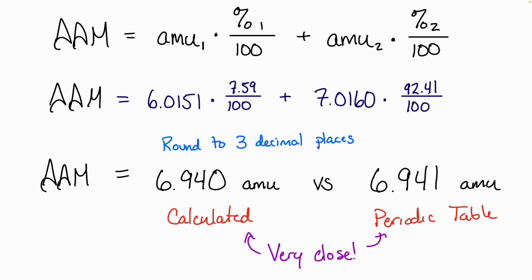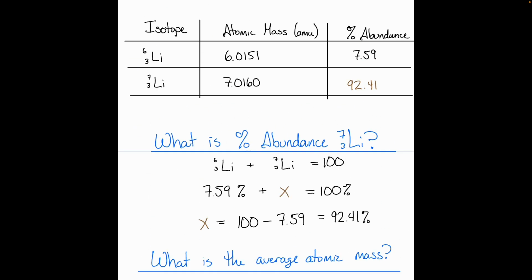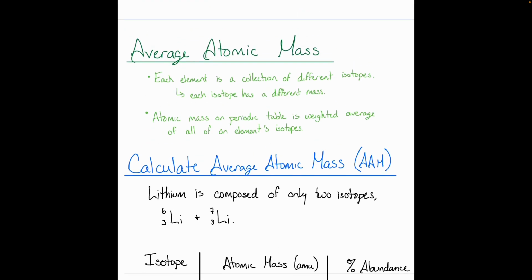Okay, and again, just to hammer home here, that value that we see on the periodic table is this weighted average of all of an element's isotopes. That tile represents all the atoms that have that number of protons, but they can have a different number of neutrons. We got to average those together.